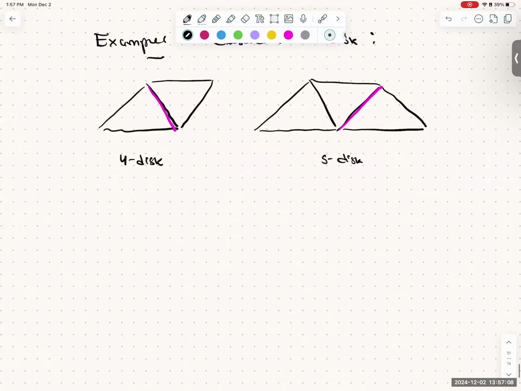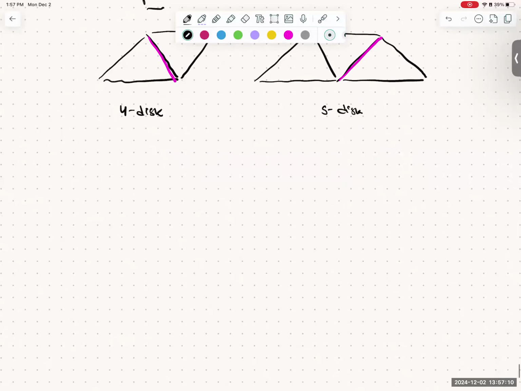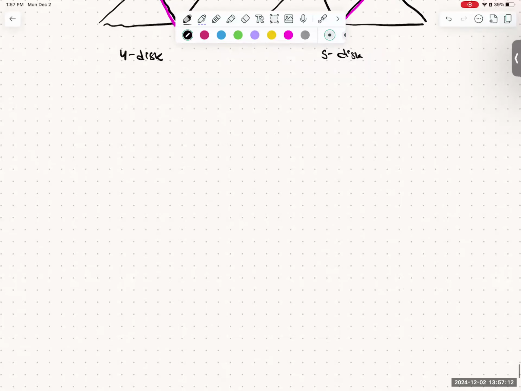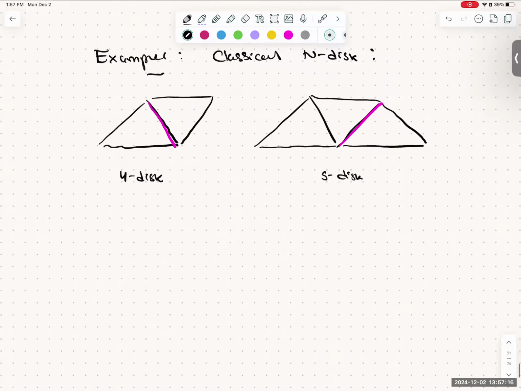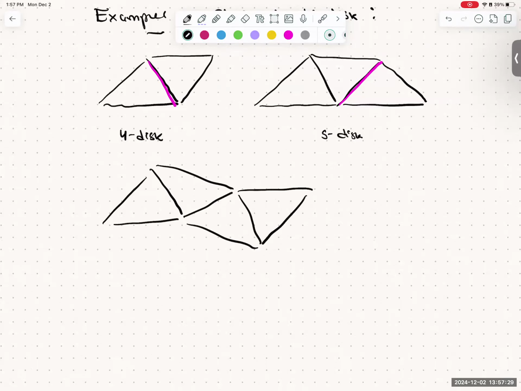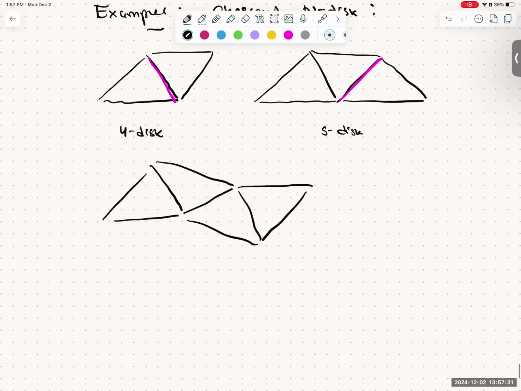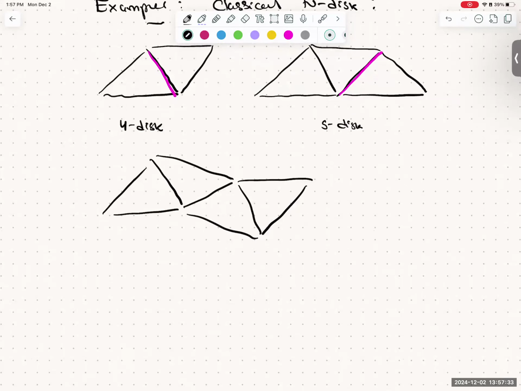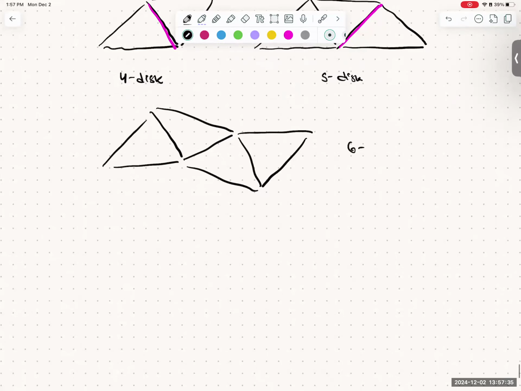You can keep iterating this, and I will not give a formal definition, but you just keep gluing triangles. So you see the pattern. I will maybe do one more. So this is a 6, I think. 1, 2, 5, 6. Yeah, this is a 6 disk.